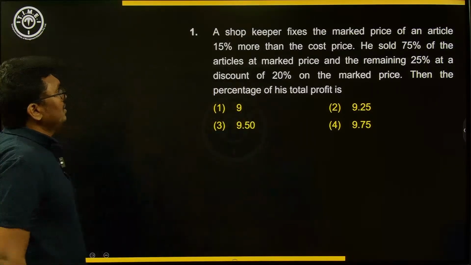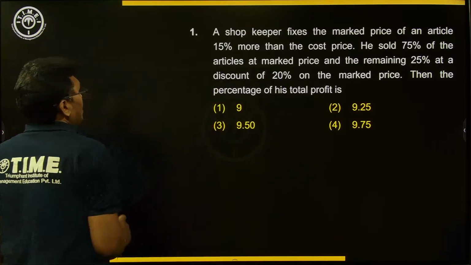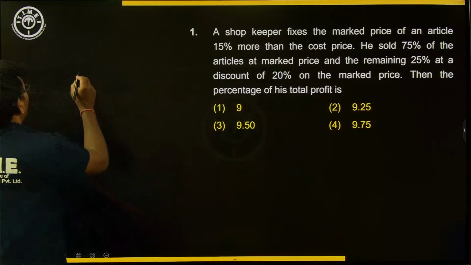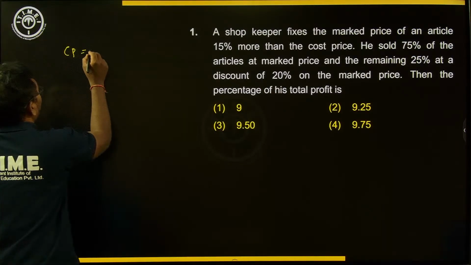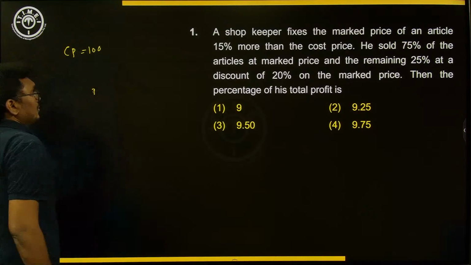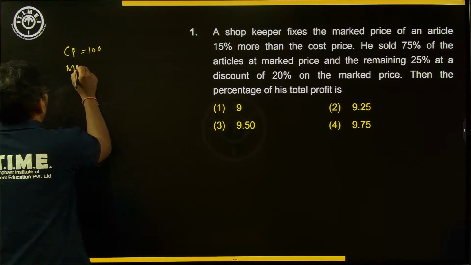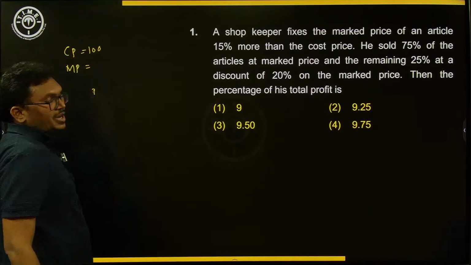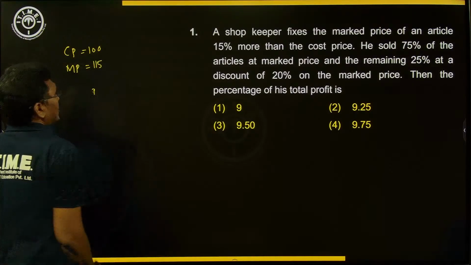So what is given? The shopkeeper fixes the market price of the article 15% more than the cost price. Let us say the cost price of the article is 100 rupees. And what is the market price? The market price is 15% more, that means 115.